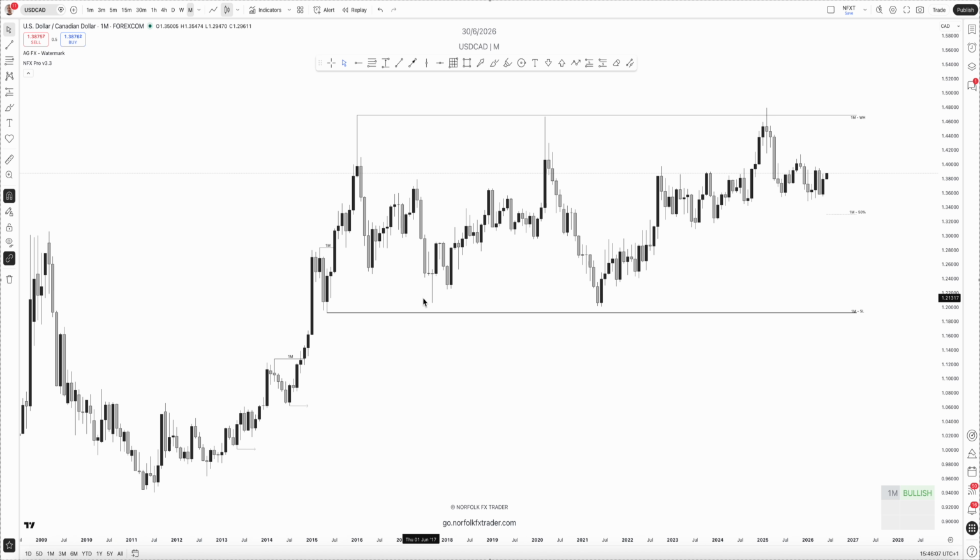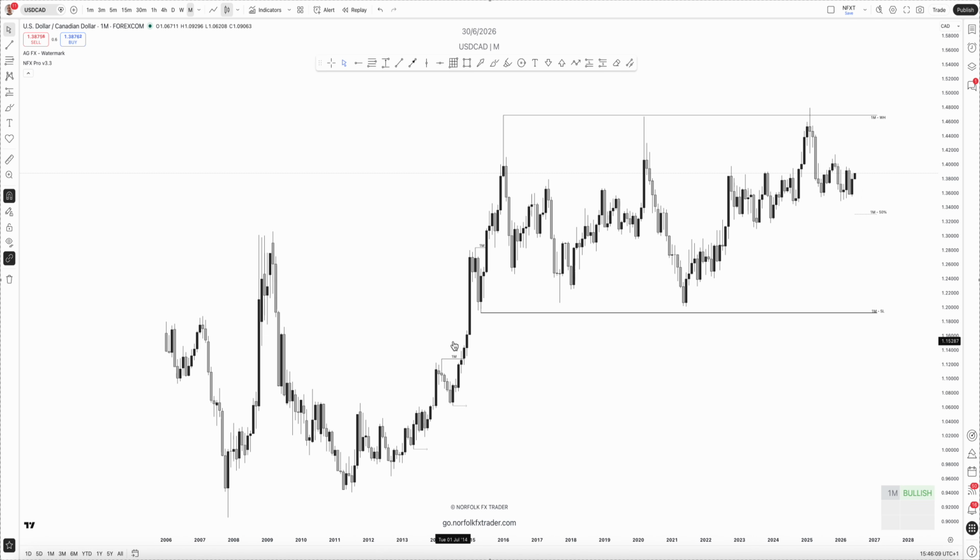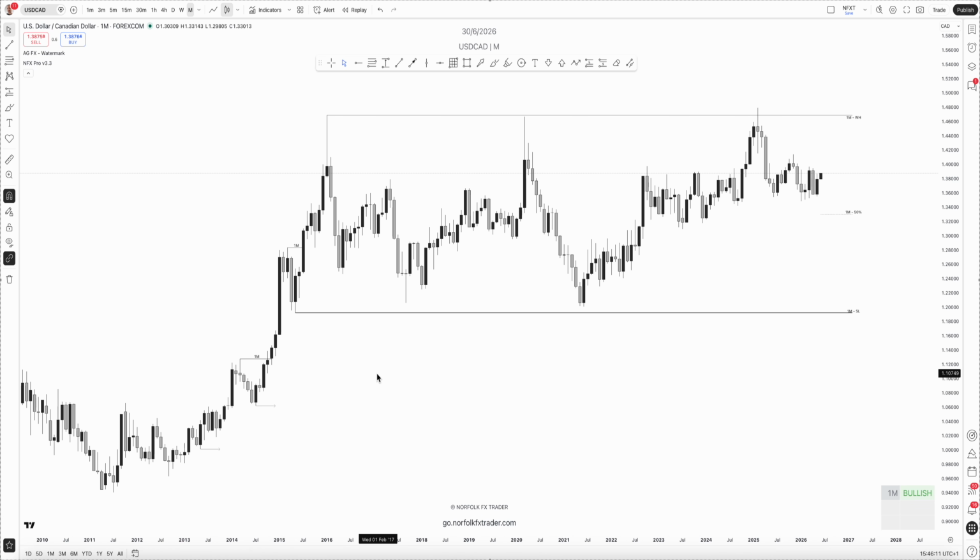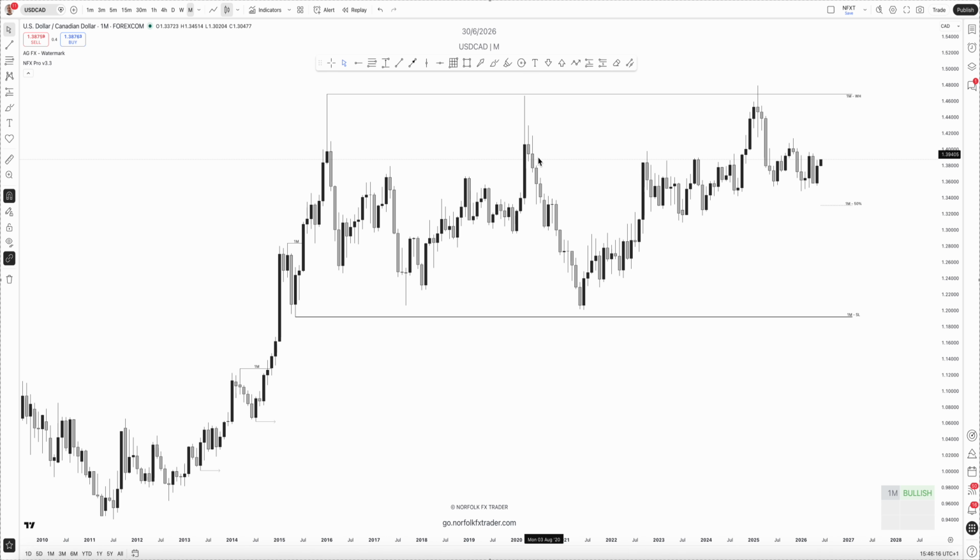I can look for the break of structures back in time, but I like to have mainly 3 or 4 just so I've got the recent price action. It's also going to give me that 50% area. So we can identify as well down here.